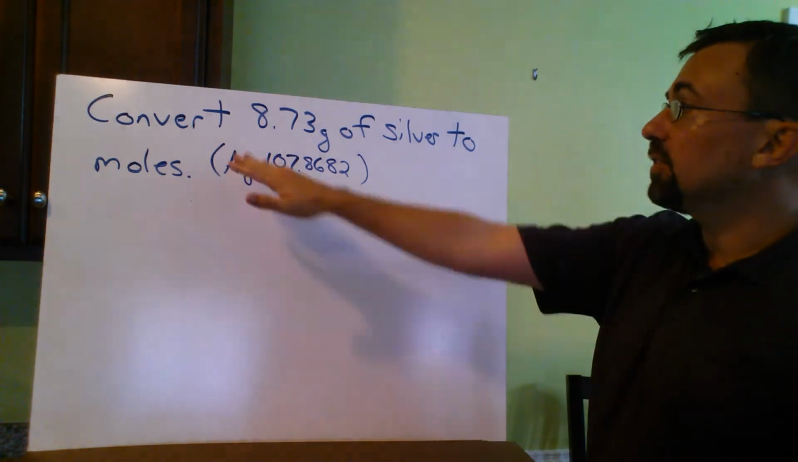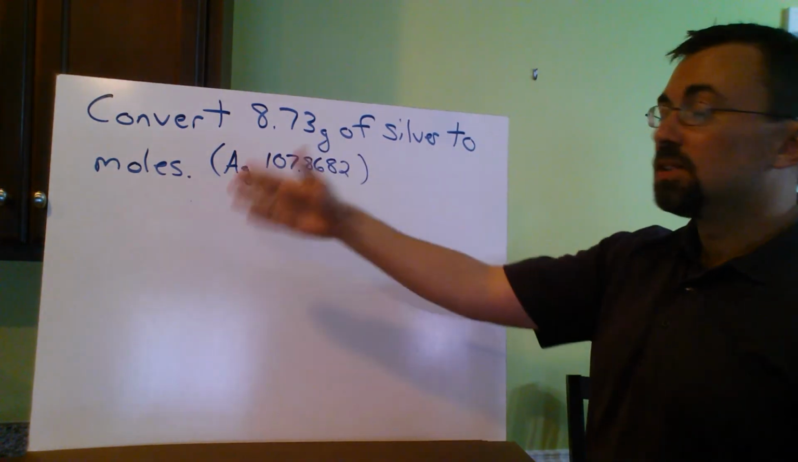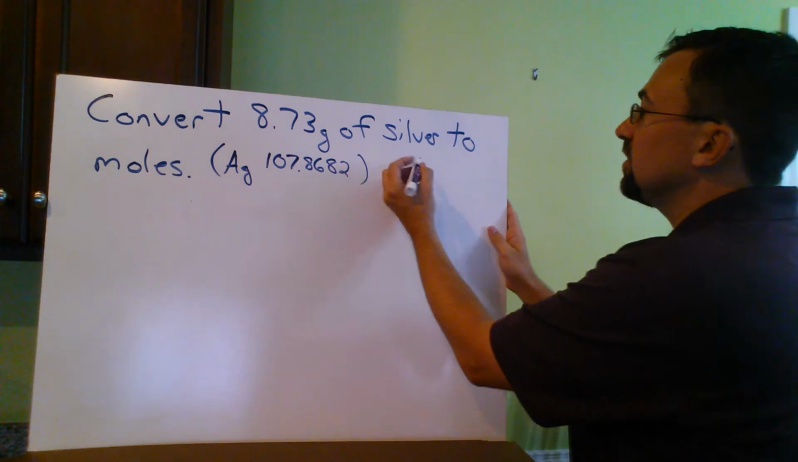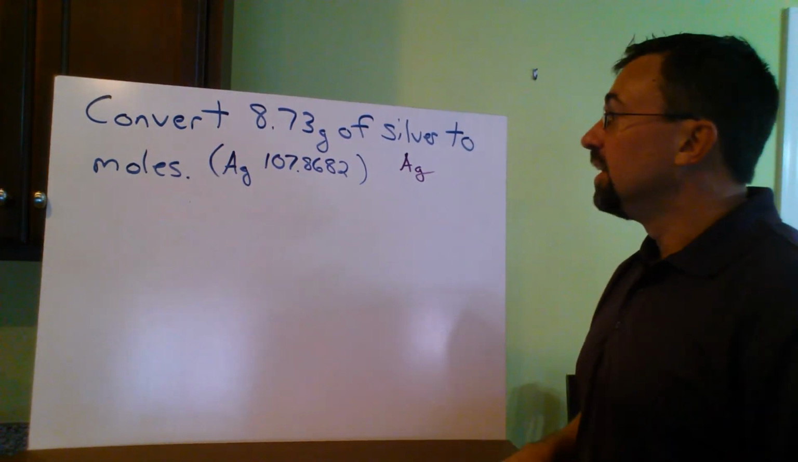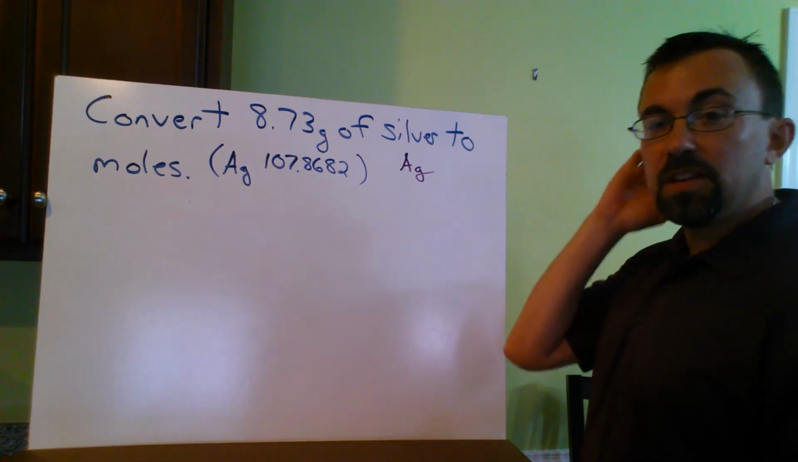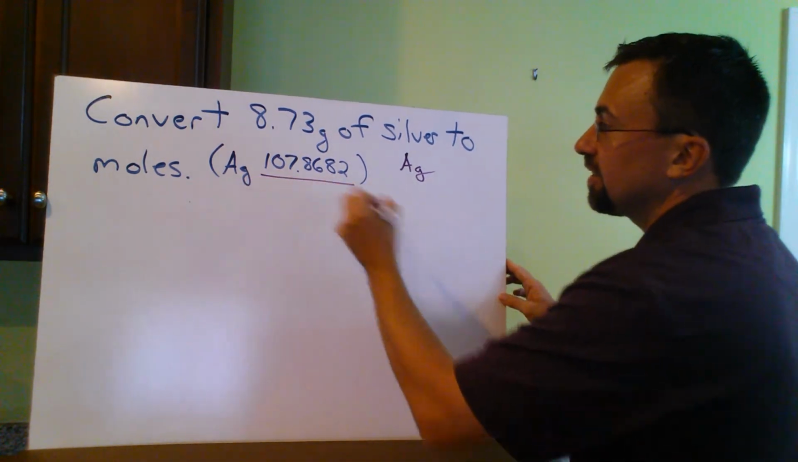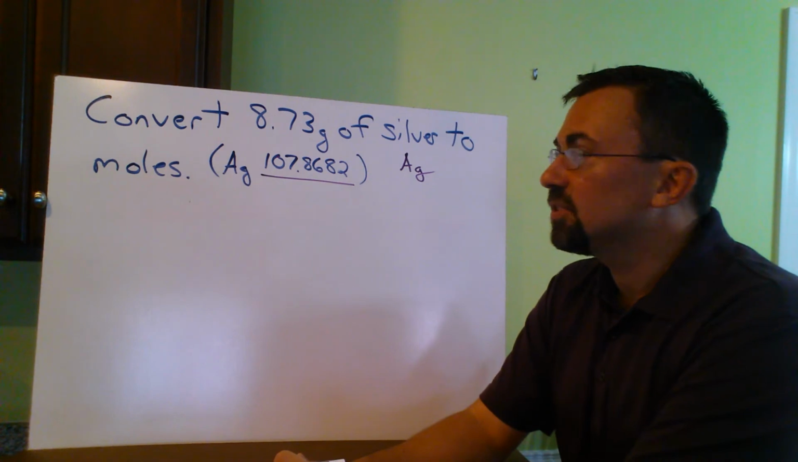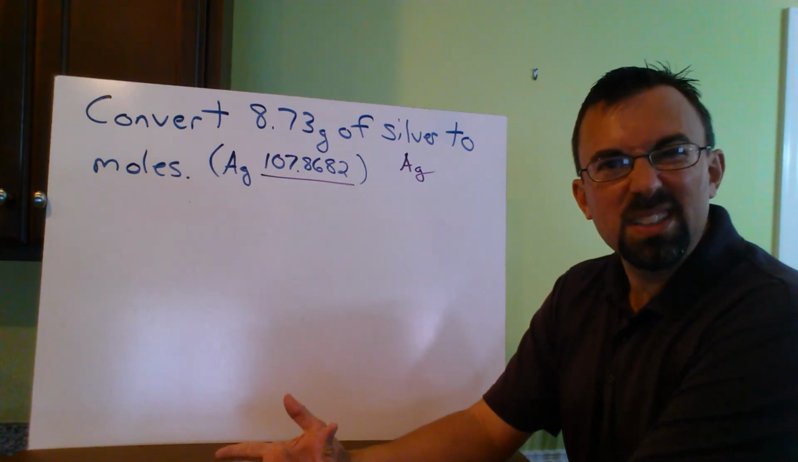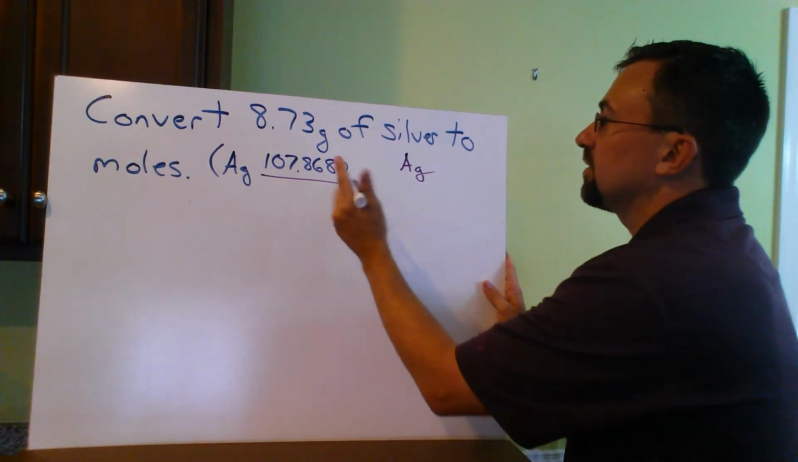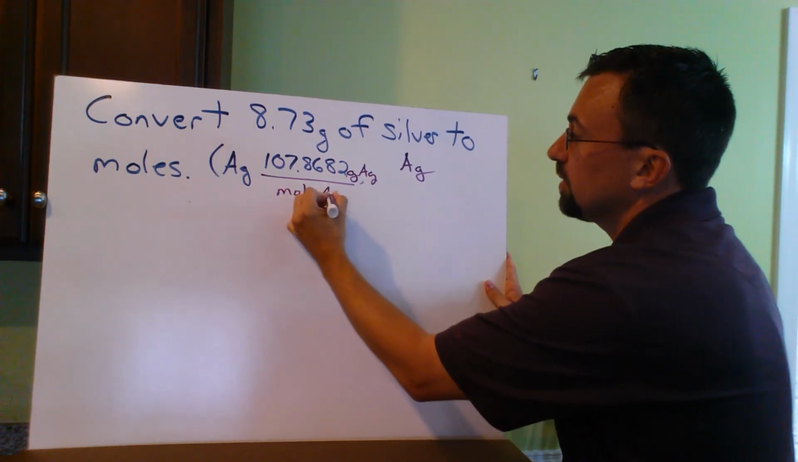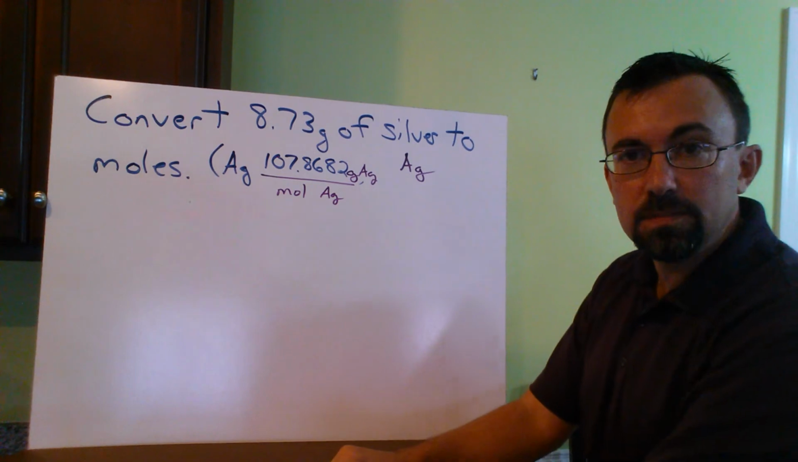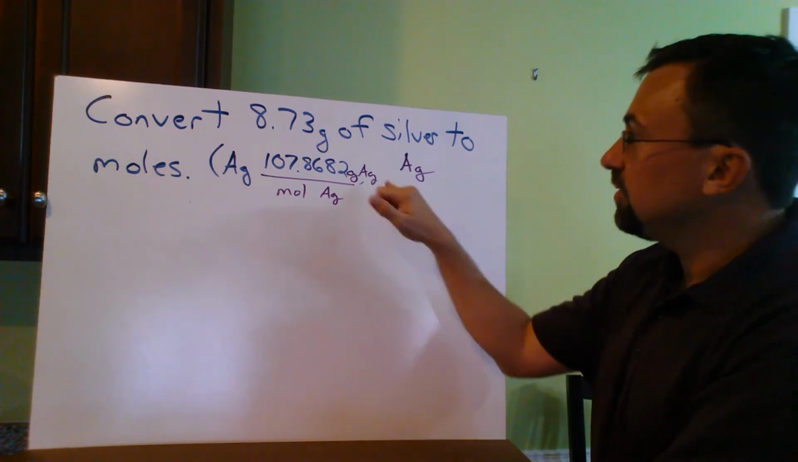So same idea. Convert 8.73 grams of silver to moles. First thing you need to know is that silver is Ag. So that is important. Second thing you need to do is go to the periodic table and find the bigger number. And you might find something like this, 107.8682. And I might even say, what? What is that? Well, of course, that's grams of silver per mole of silver, or per 6 times 10 to the 23rd atoms of silver. But we're going to use the grams and the moles here.